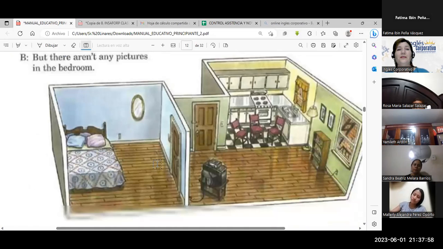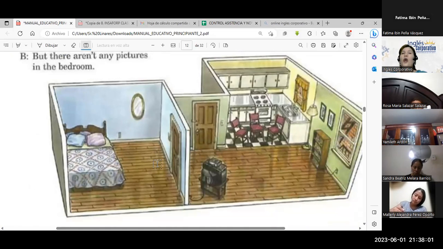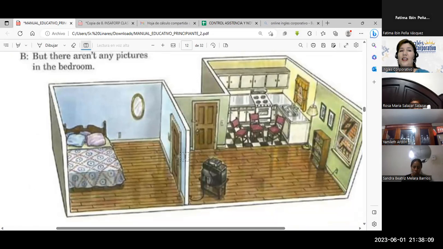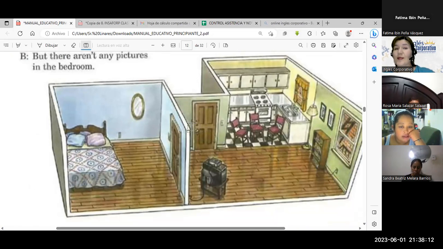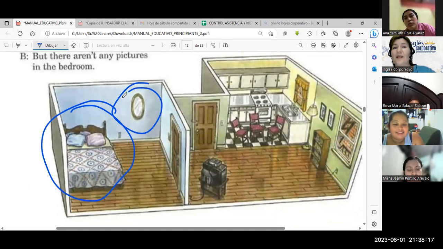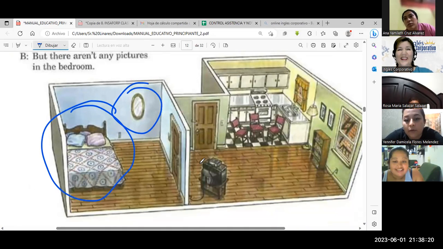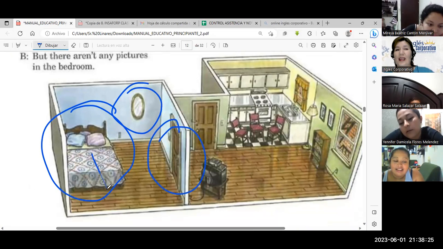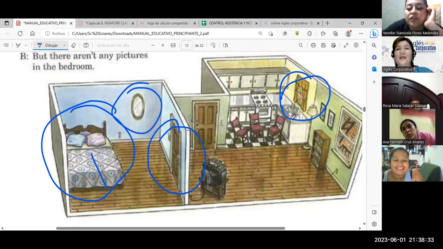And in this one, here we have a short picture. What objects can you see and in which place? You can tell me, teacher, there is a mirror in the bedroom. There is a door. Good. There is a bed. There is a window. Yes, there is a window. There are chairs. Good.